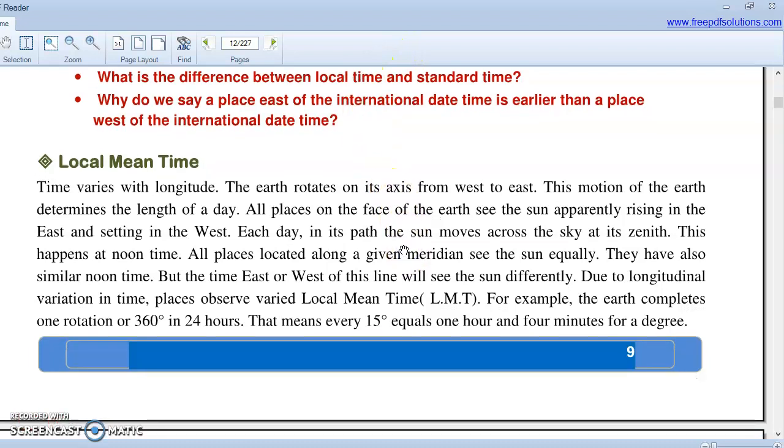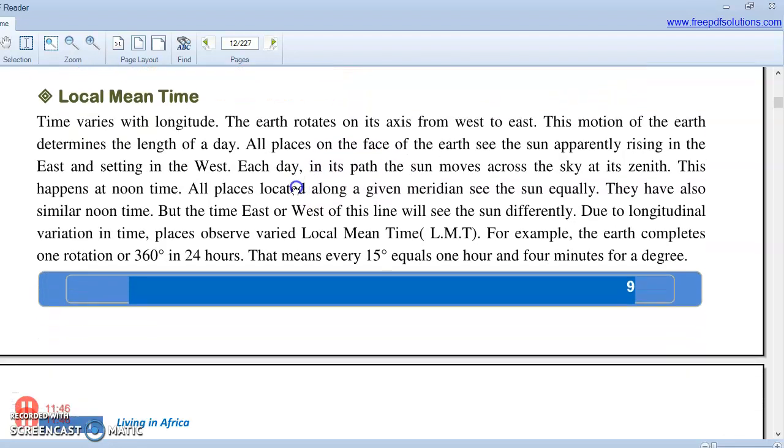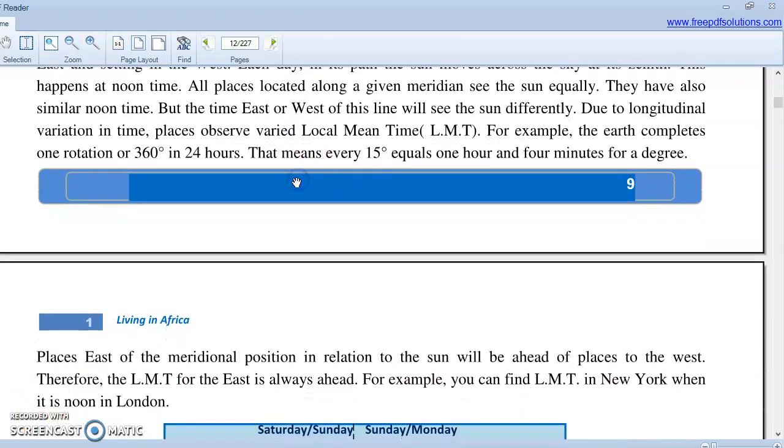For example, the Earth completes one rotation or 360 degrees in 24 hours. This means every 15 degrees equals 1 hour, and 4 minutes for each degree. And places east of the meridian, in position to the sun, will be ahead of places to the west. So those in the east are ahead of the west. From the western world, the countries in the east are ahead in time, everything actually. The sun rises in the east before it does in the west. Therefore, the LMT, the local mean time, for the east is always ahead.